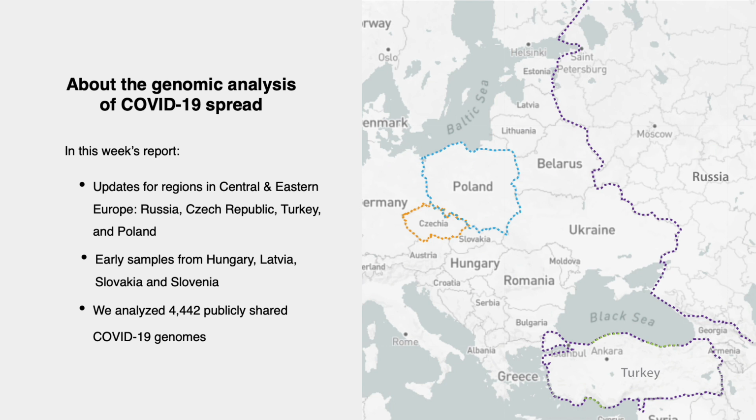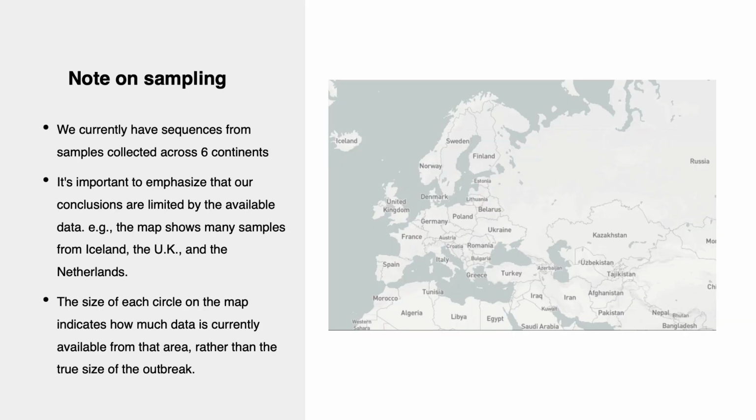For this report, we analyzed 4,442 publicly shared COVID-19 genomes. By comparing these viral genomes to each other, we can characterize how COVID-19 is moving around the world and spreading locally. We currently have sequences from samples collected across 6 continents.